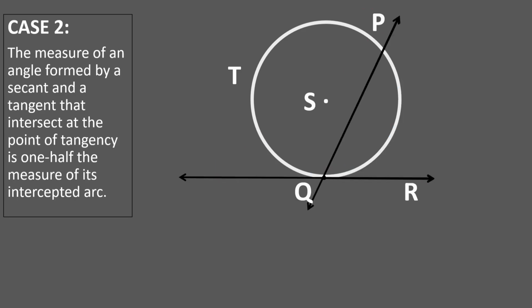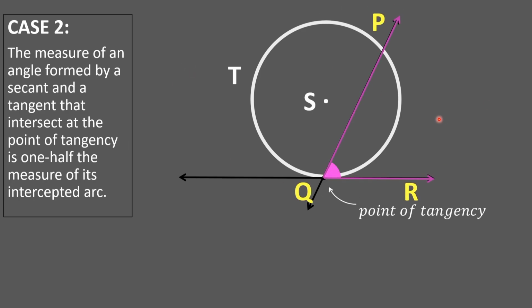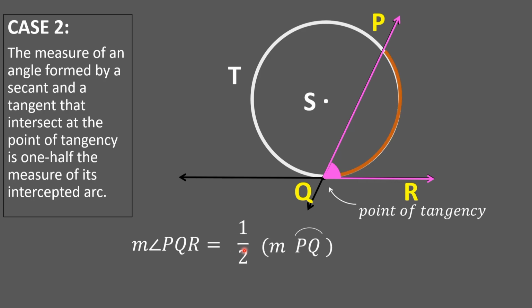Case 2. The measure of an angle formed by a secant and a tangent that intersect at the point of tangency is 1/2 the measure of its intercepted arc. In this illustration, the angle formed is angle PQR. The measure of angle PQR is equal to 1/2 its intercepted arc, the measure of arc PQ.